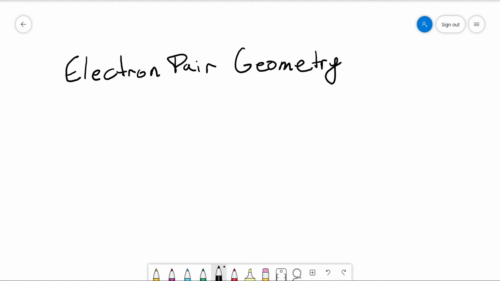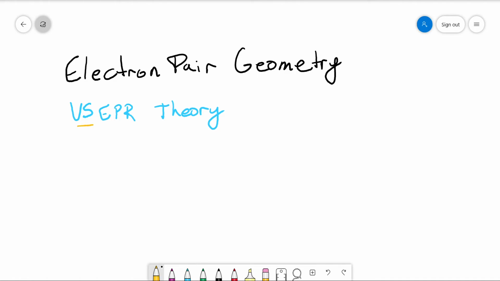All right, electron pair geometry, and that's really dealing with the shape of molecules. That's what we're going to be talking about in this chapter, at least at the beginning. And we're going to talk first about something called the VSEPR theory.